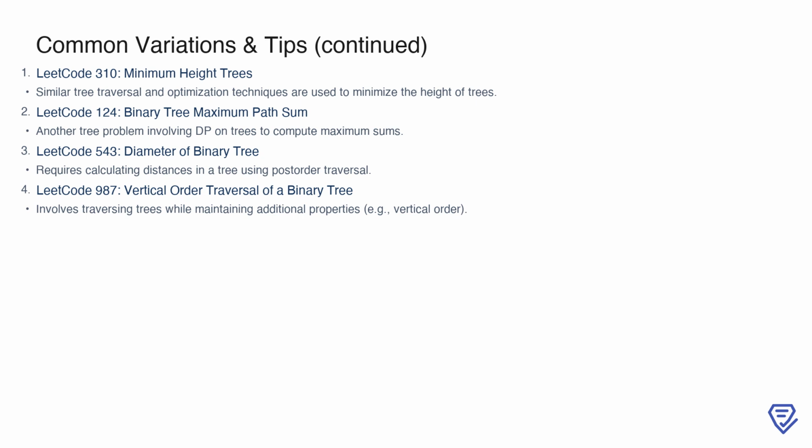Finally, LeetCode 987, vertical order traversal of a binary tree, introduces additional constraints like maintaining vertical order during traversal, which can help you practice multi-dimensional tree traversal. These problems all build upon the fundamental concepts of subtree calculations and dynamic programming, so working through them can significantly boost your intuition and problem-solving skills.